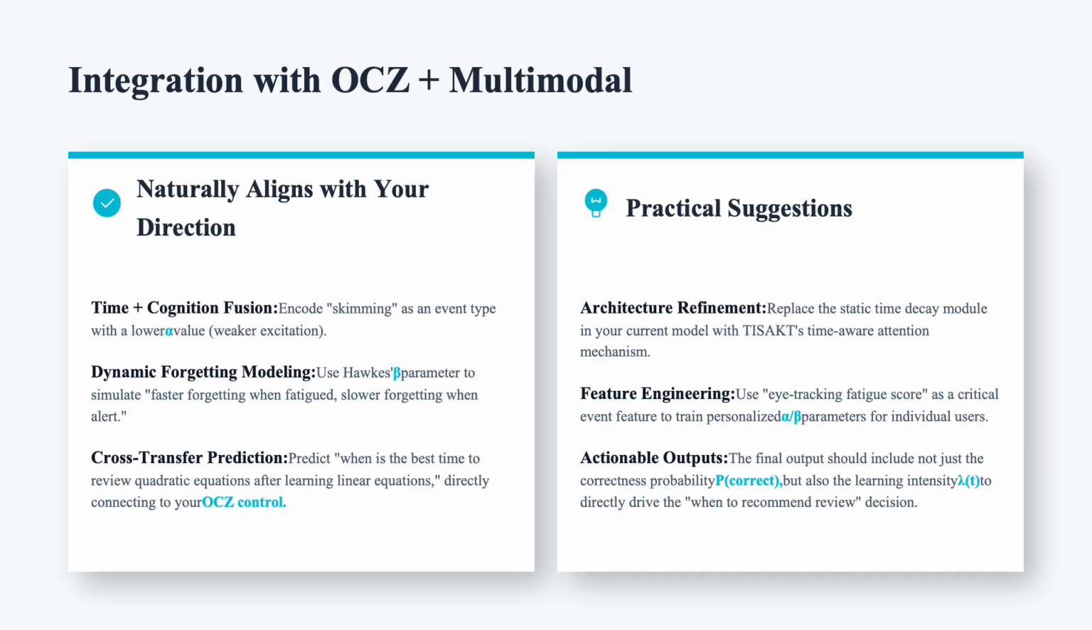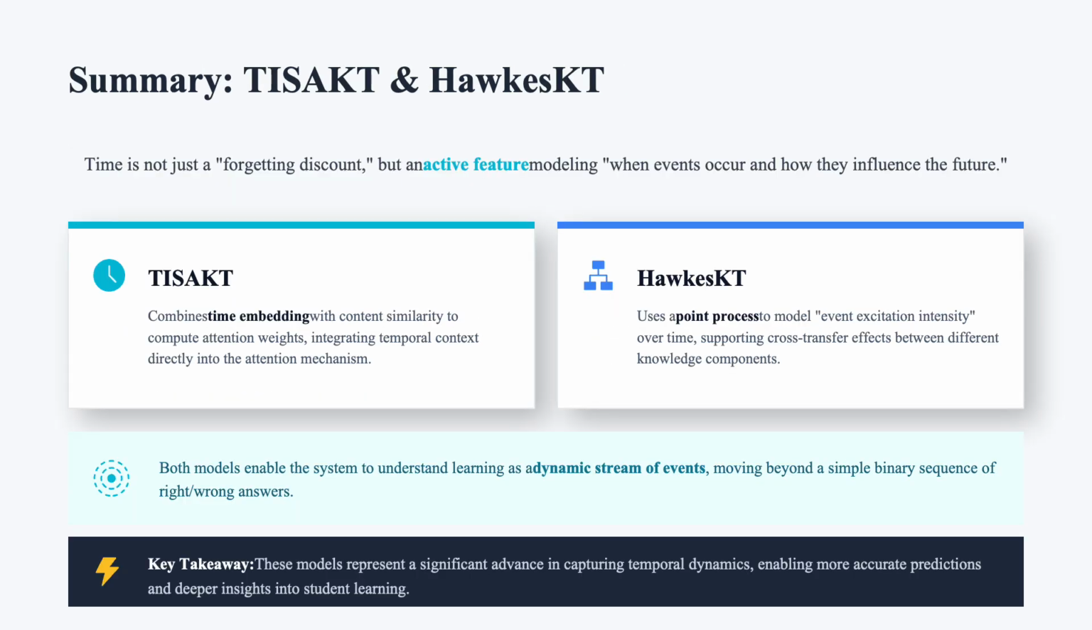These time-aware models are a perfect fit for your research. You can integrate your cognitive data like eye tracking directly into the event modeling. For example, assigning a weaker influence to events that occurred during skimming. The dynamic forgetting parameters can be tied to fatigue levels, making the model even more realistic. Most excitingly, these models can predict the optimal time for review, which is a direct input for your OCZ framework. You could use the learning intensity lambda T to decide not just what to review, but when to review it for maximum effect.